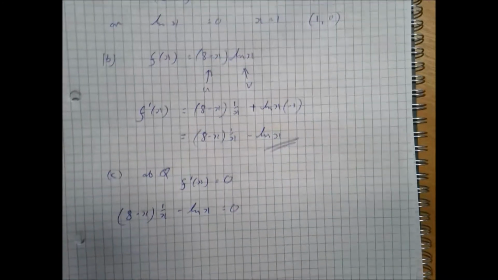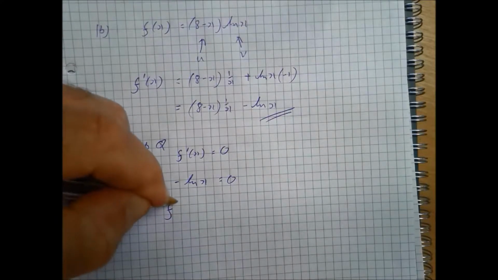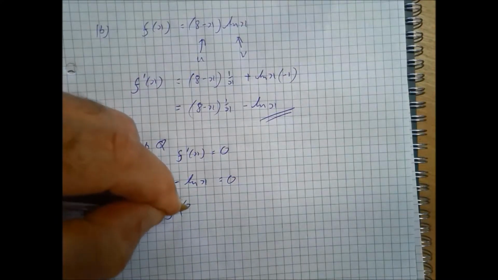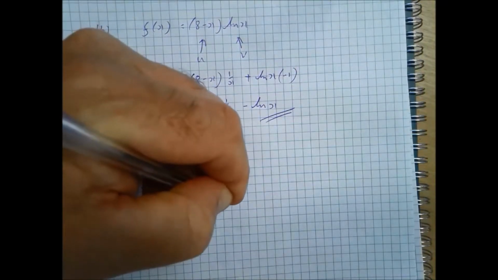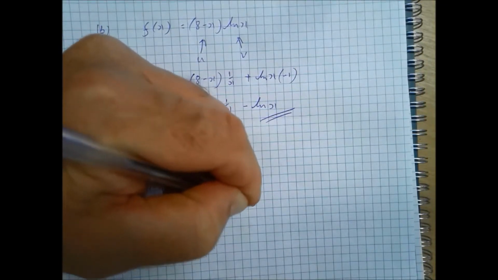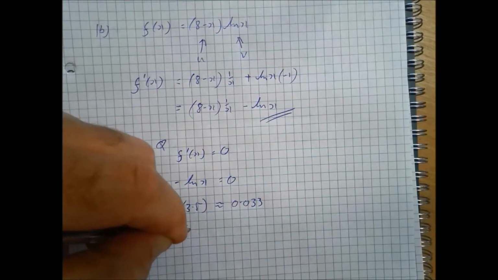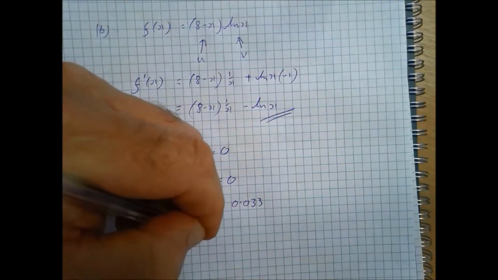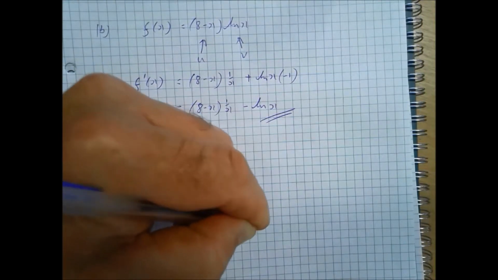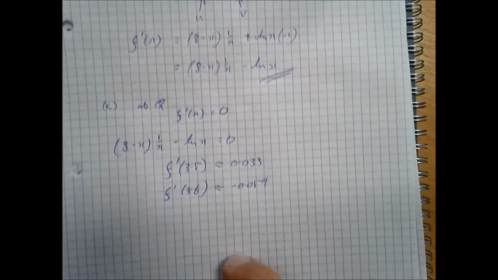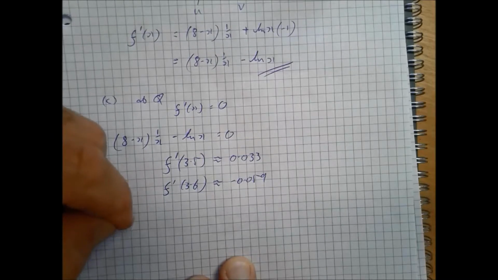Okay, so as I've been doing before, I'll plug those values into the calculator. I won't bother to show it this time, but f dash 3.5 is approximately equal to 0.033, and f dash 3.6 is approximately equal to minus 0.059.